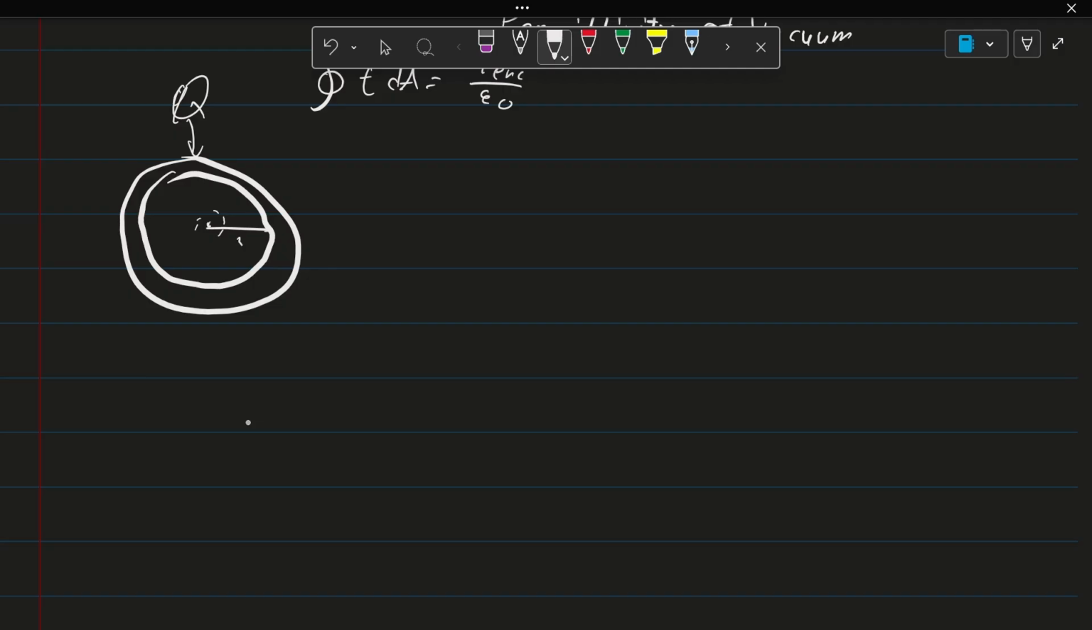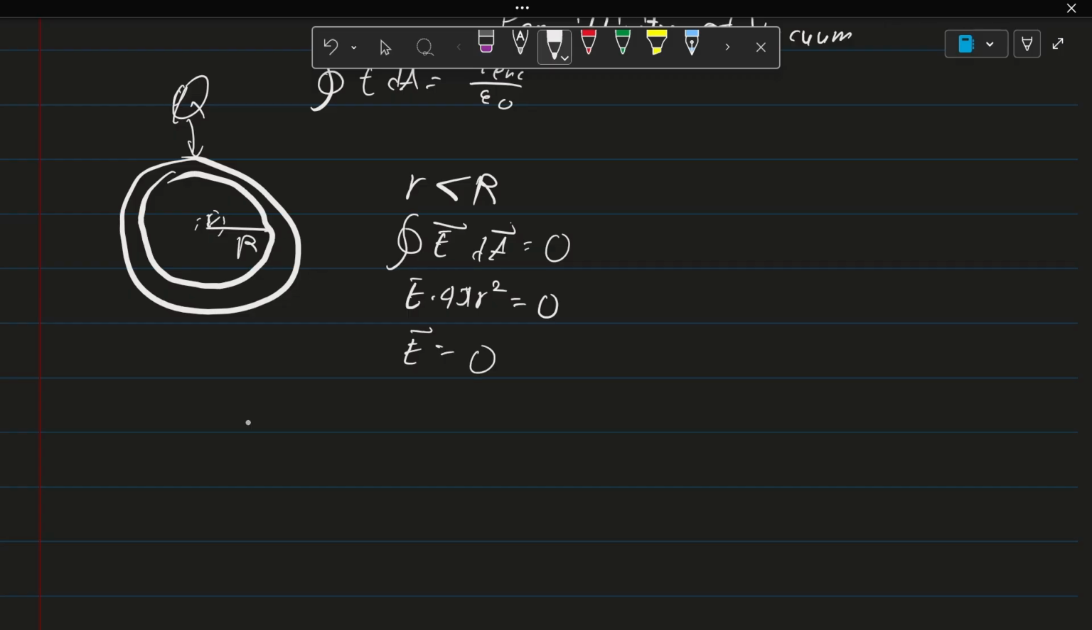If I call this big R and this small guy small r, when small r is less than big R, you would see that this flux should be 0 because it doesn't have any charge. So first, the E vector dot dA vector will be a constant. So this will be E times 4 pi r squared, which is 0. That means the electric field inside of the surface is always 0. It doesn't matter what the case is, inside of it is always 0.